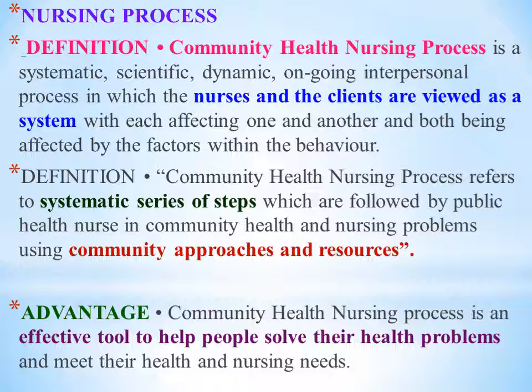To define it, the community health nursing process is a systematic, scientific, dynamic, ongoing interpersonal process in which the nurse and the clients are viewed as a system, with each affecting one another and both being affected by the factors within the environment. This community health nursing process has a series of steps. As you studied previously, it has to follow certain scientific principles. It is an ongoing process. It is an interpersonal process.